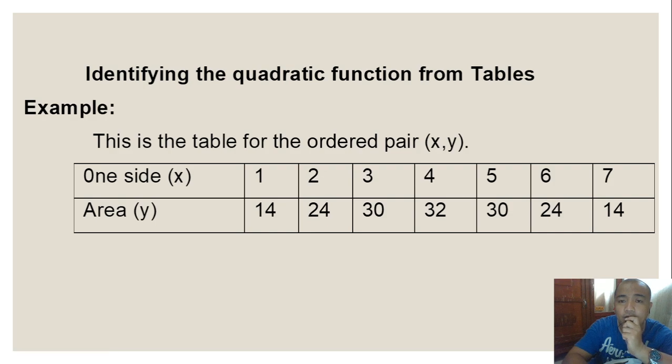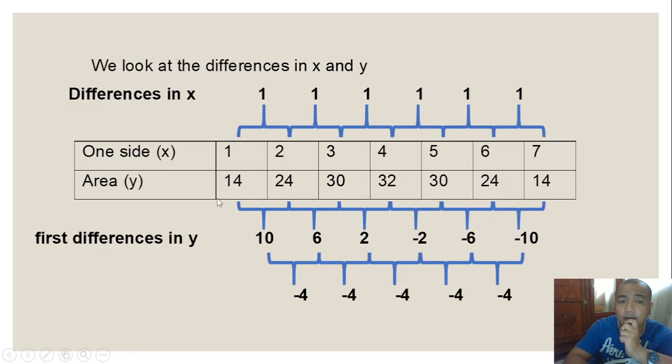Identifying the quadratic function from the given table. We have here a table. This is the table for the ordered pair xy. For one side, okay, we have here 1, 2, 3, 4, 5, 6, 7, and the corresponding area for each side. For 1, 14; 2, 24; 3, 30; 4, 32; 5, 30; 6, 24; 7, 14. Let us try to identify if this table is a graph of a quadratic function or not.